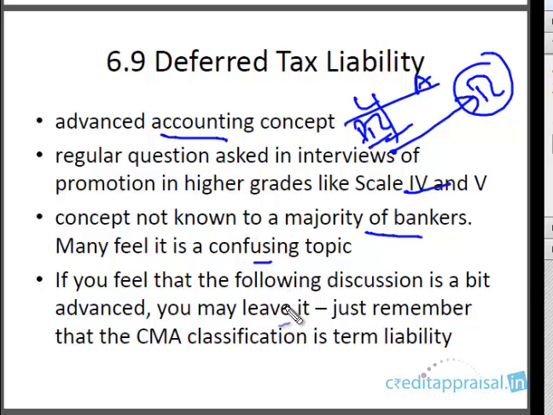So if you find this particular segment a bit advanced, you might leave it, right? This is an optional segment. But just remember, in the CMA classification, this will be classified under term liability. Deferred tax liability will be a term liability in the CMA classification.